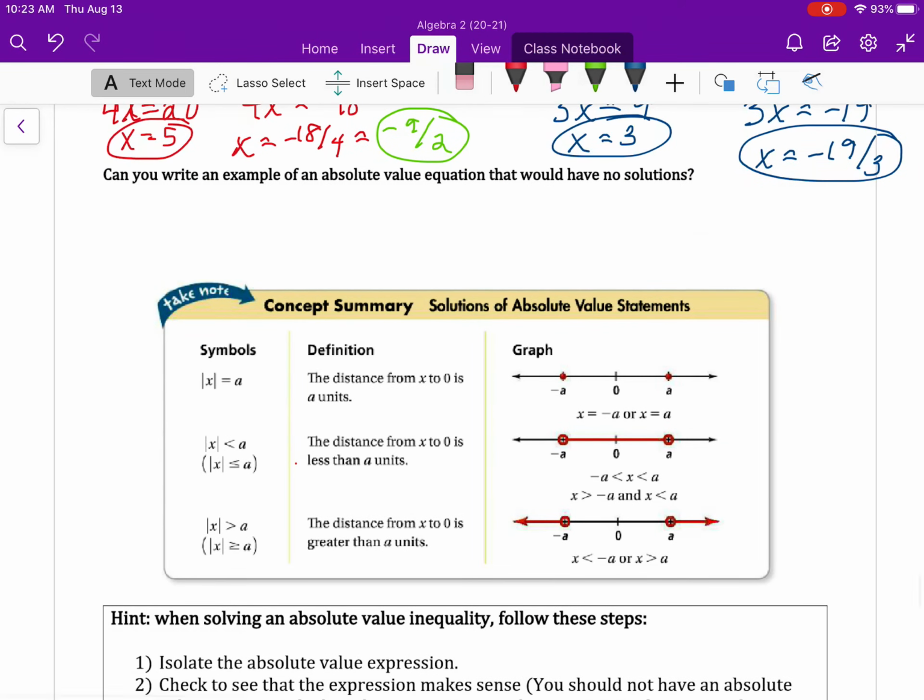All right. Can you write an example of an absolute value equation that would have no solutions, right? That is just, I want to make sure you know that it cannot equal a negative number. So you can write anything as long as it doesn't equal a negative number.